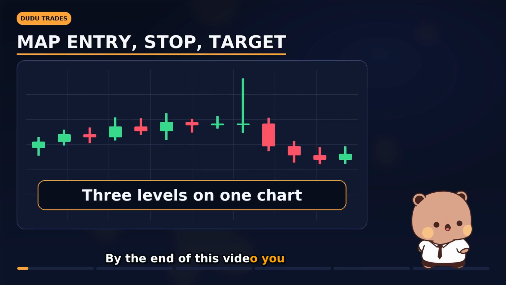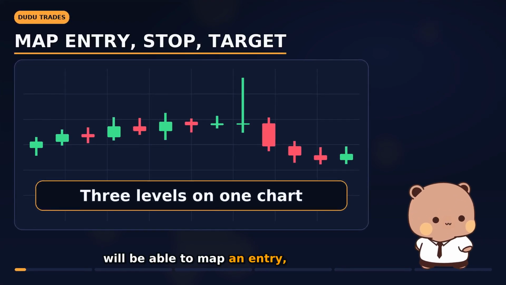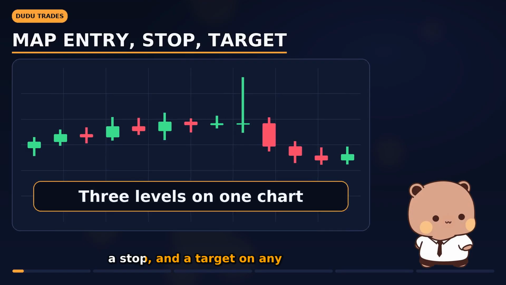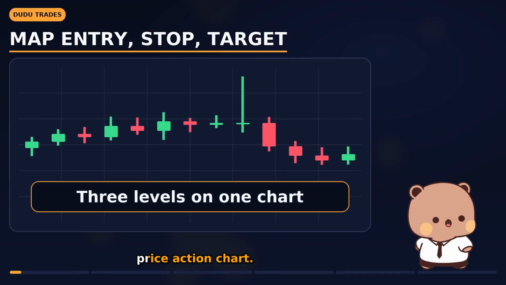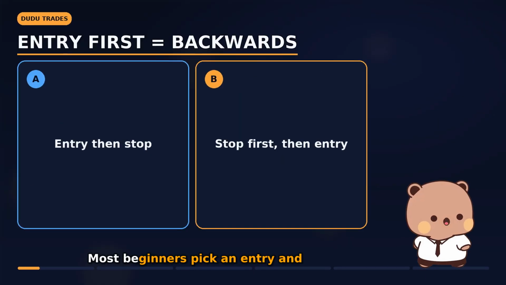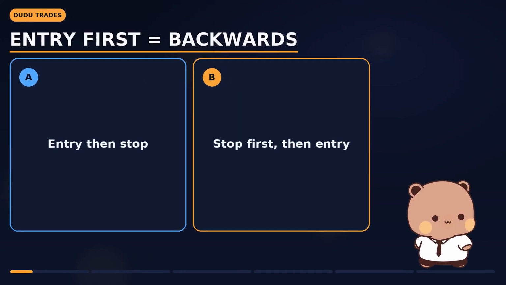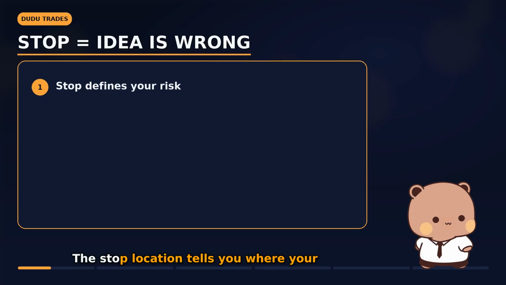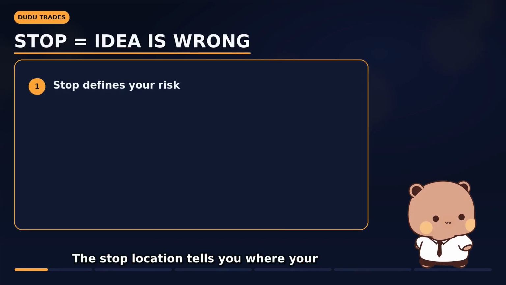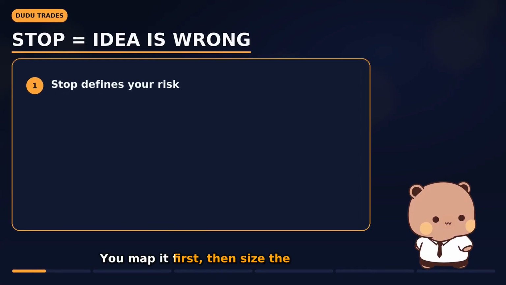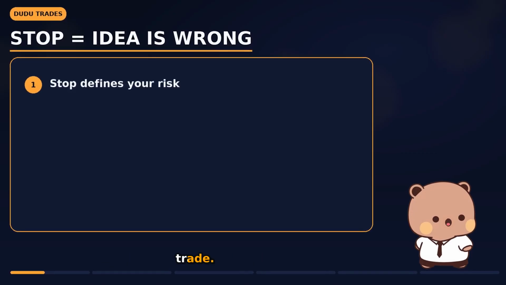By the end of this video, you will be able to map an entry, a stop, and a target on any price action chart. Most beginners pick an entry and then decide the stop later. That is backwards. The stop location tells you where your idea is wrong. You map it first, then size the trade.